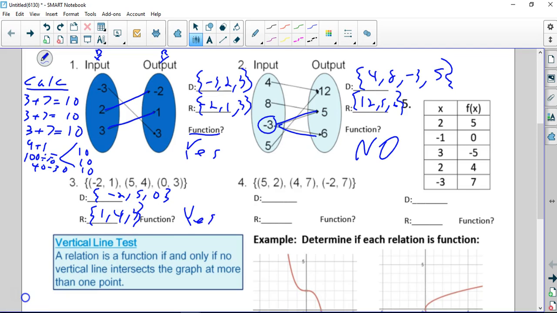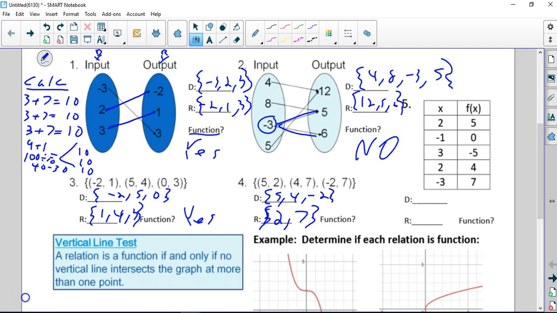Now, number 4. Domain is 5, 4, and -2. The range, the y values, is 2 and just 7. I know there's more than one 7, but we don't have to write it for every occurrence. It's just 7. So, 5 gives us 2, 4 gives us 7, and -2 also gives us 7.